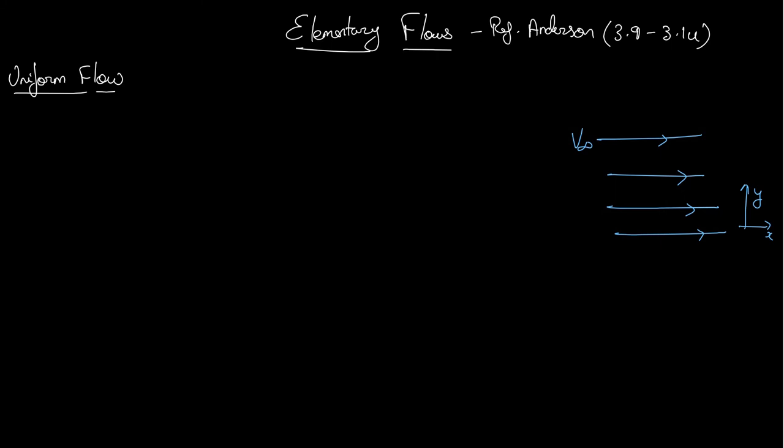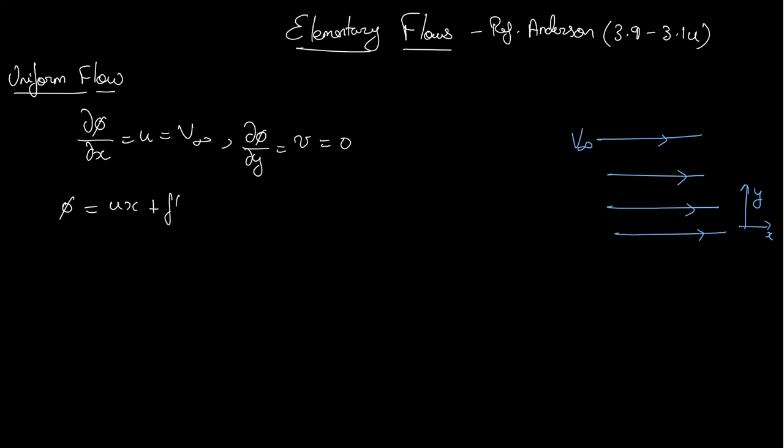So from my velocity potential equation I can write dou phi by dou x equals u, which I've assumed to be v infinity, and I can write dou phi by dou y, which is my v, which is 0 in this case. So by integrating the first equation, I get phi equals u x plus some function of y, or I can also write it as v infinity x plus some function of y. That is the function of integration or constant of integration.